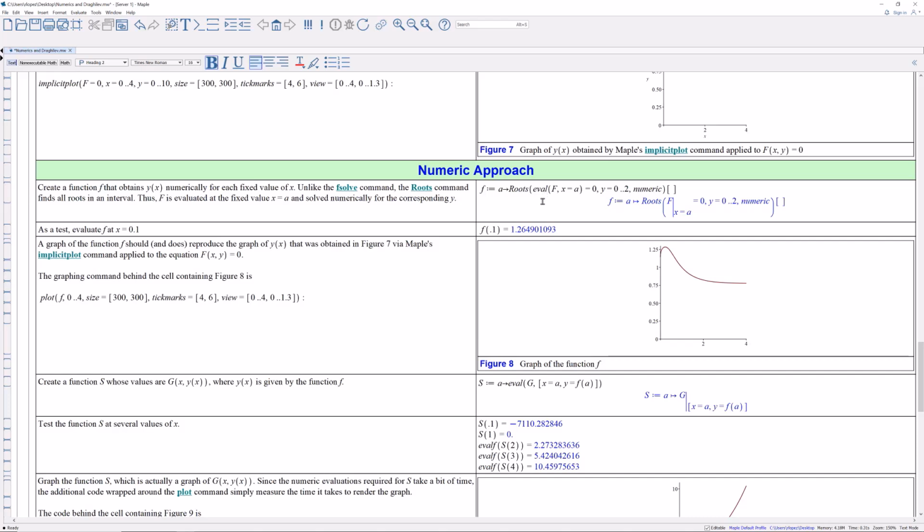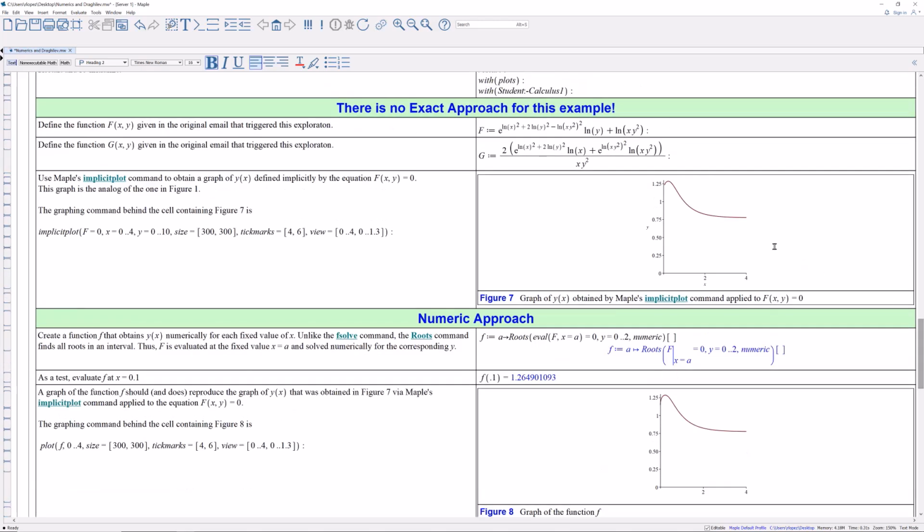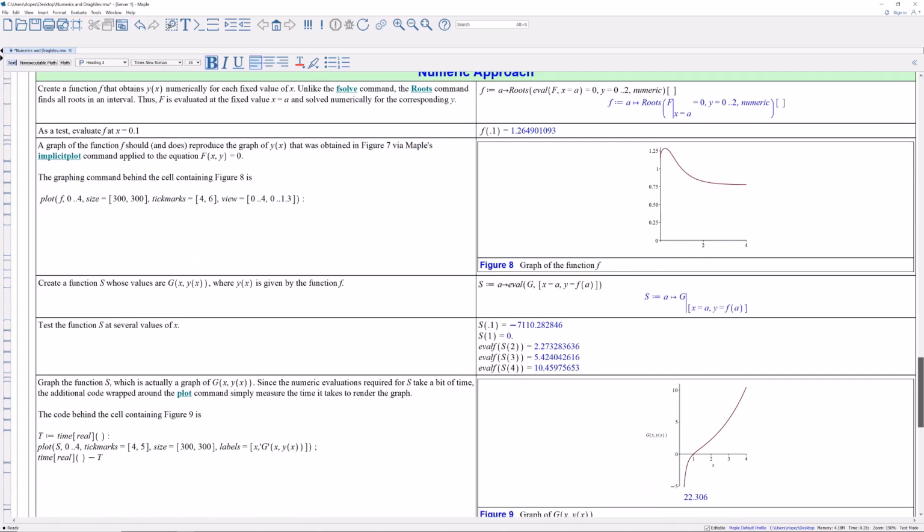Okay, so we use again the roots command. You pick a value of x, call it a, and then make a function here where f represents y of x. Test it, get a number, appears to work. Draw its graph. Can you graph this thing? Yes, it works. Here's the plot command that's hiding behind this cell. That graph seems to reproduce what the implicit plot command gave us. So it appears that so far this is going to work.